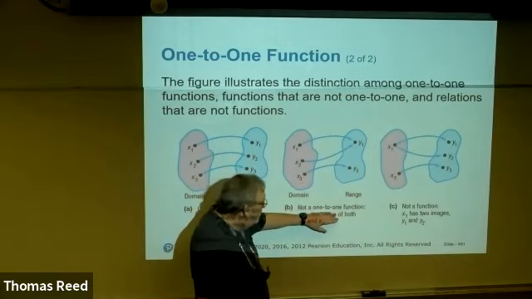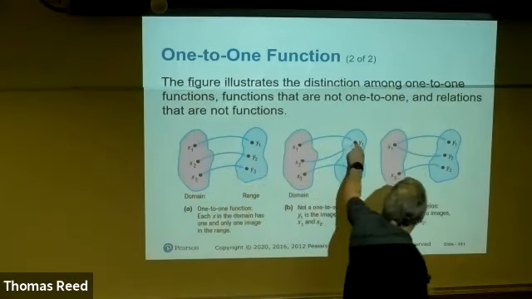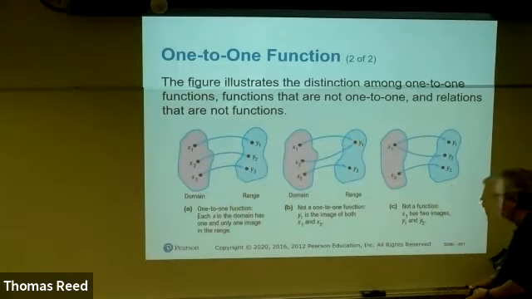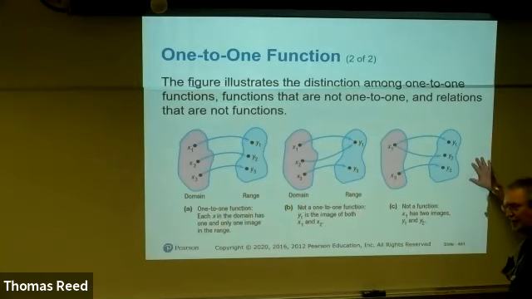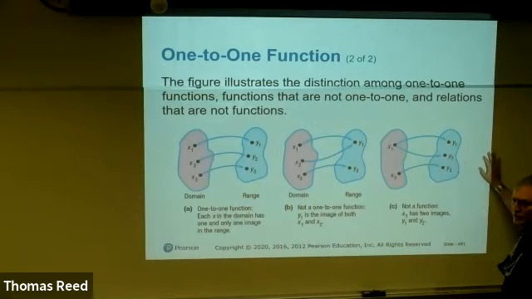Now, this is not a one-to-one function because I have two x values going to the same y value. And then the third graphic here shows a relation that is not a function because this x value goes to two different y values. That contradicts the definition of a function, so it's not a function.